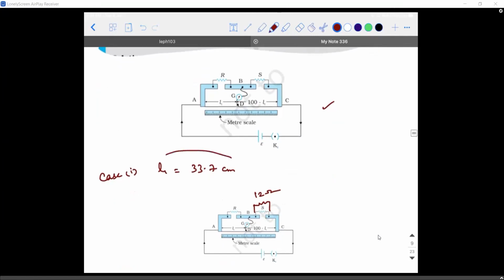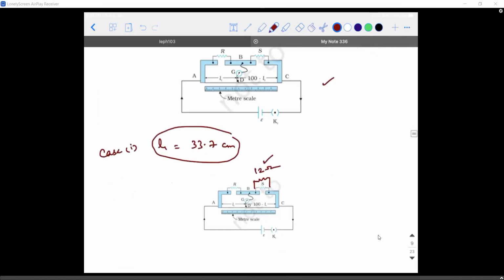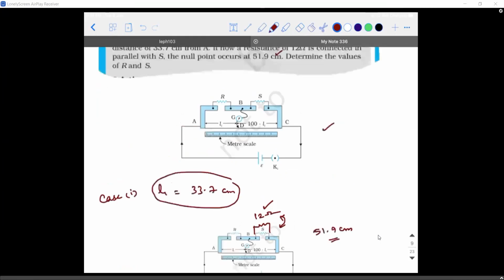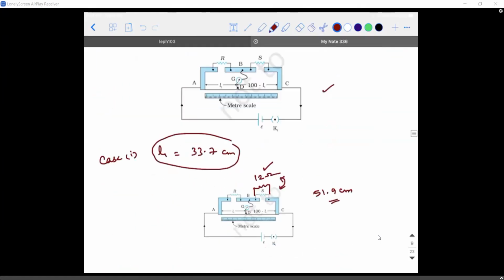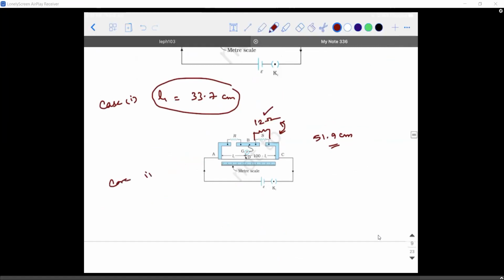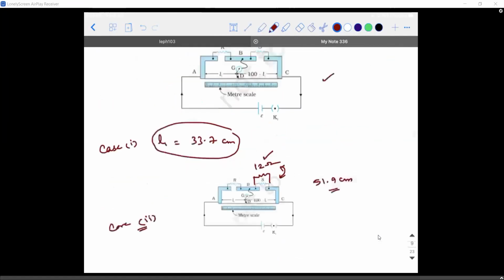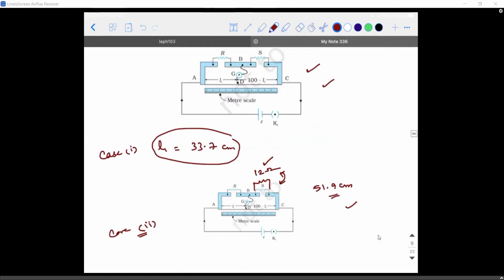So the balance point is found to be at 33.7 centimeter. Now if I take a 12 ohm resistor and connect it in parallel with S, then the balance point is found to be at a distance of 51.9 centimeter. That's what they're saying. Now you need to find the values of R and S. So how many unknowns do we have? We have two unknowns, so you need two conditions and two equations. You know one condition here, you know another condition here. So the problem is very simple.